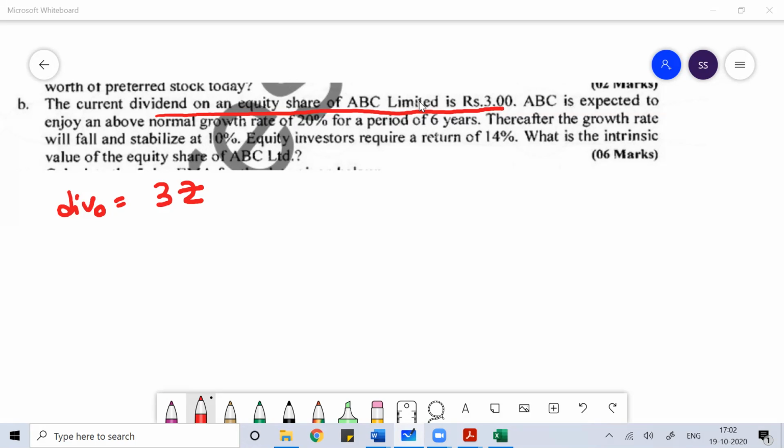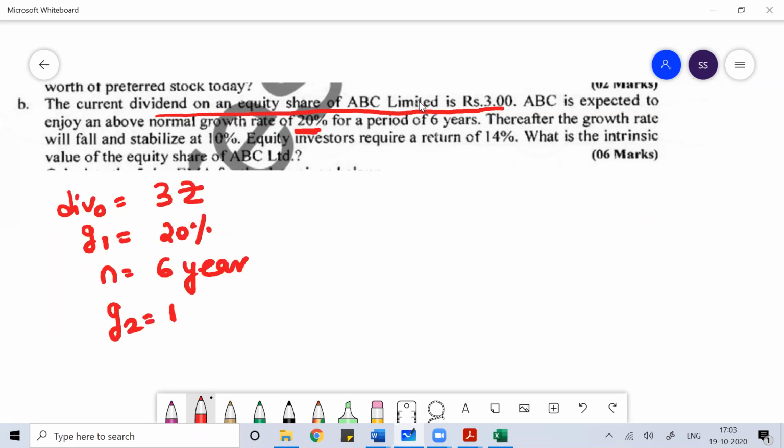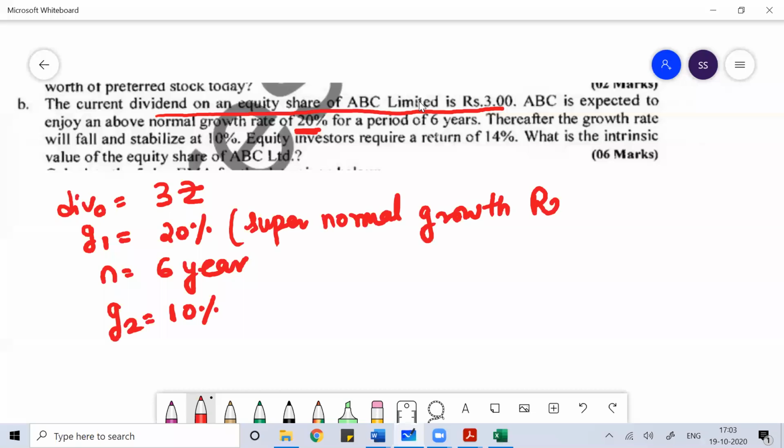So the current dividend is 3 rupees. ABC is expected to grow at an above normal growth rate of 20%. So G1 is 20% for the period of 6 years. So the time is 6 years. This 20% is the super normal growth rate. Thereafter, the growth rate will stabilize at 10%. So G2 is 10%. This is the constant growth rate. This we call the super normal growth rate, and this we call the constant growth rate.